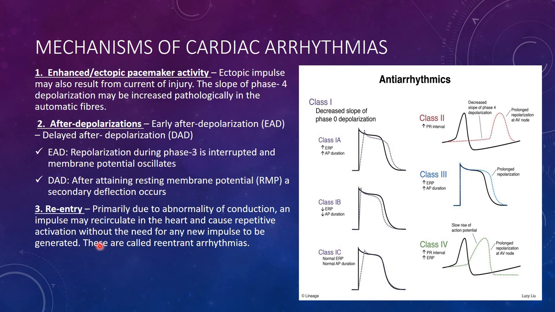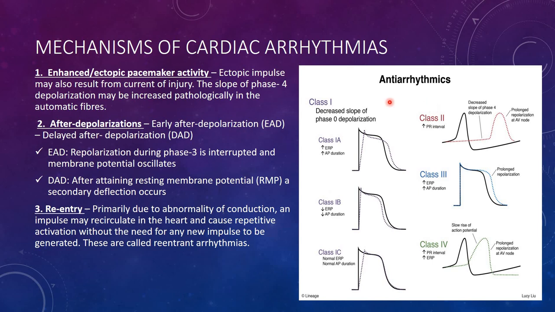And last is re-entry. Primarily due to abnormality of conduction, an impulse may recirculate in the heart, and this causes repetitive activation without the need for any impulse to be generated. It is known as reentrant arrhythmia. So the basic mechanism of cardiac arrhythmia consists of 3 steps. First, ectopic pacemaker activity. Second, afterdepolarization. And third, re-entry.